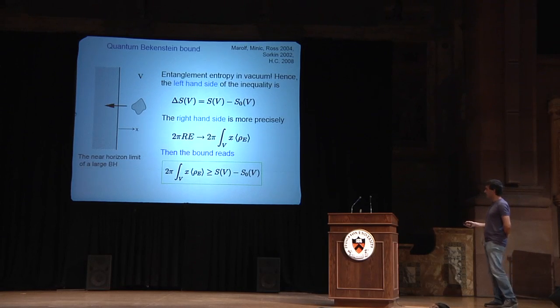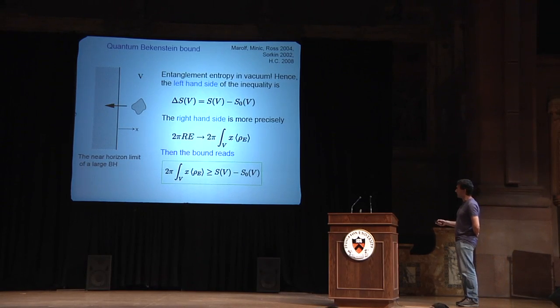On the right-hand side of the inequality, we have 2 pi R times E, and this can be replaced by the integral of the distance to the Rindler horizon times the energy density.